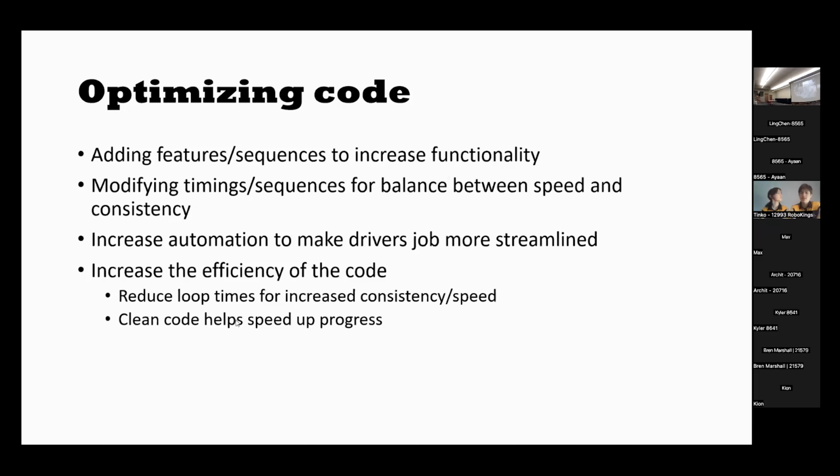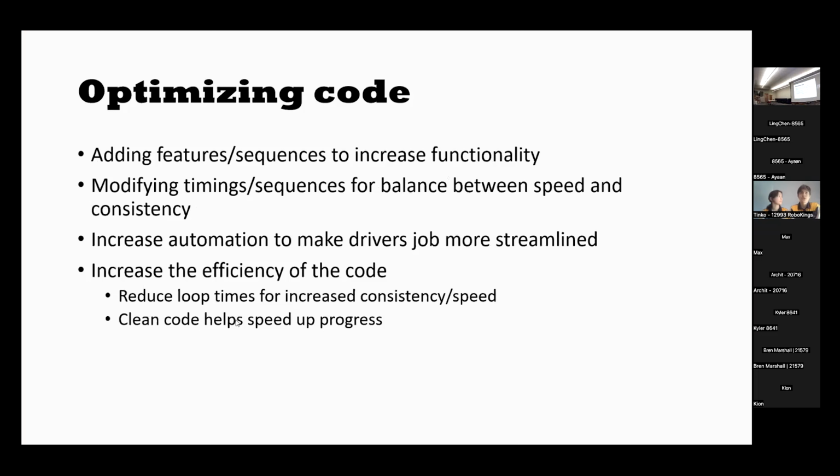And then lastly, optimizing code. This one's pretty simple as well. There's basically 4 ways you can optimize your code. So if you're doing drive practice or testing the robot, and you see something that's lacking, you basically code in an extra feature or sequence to increase your functionality.